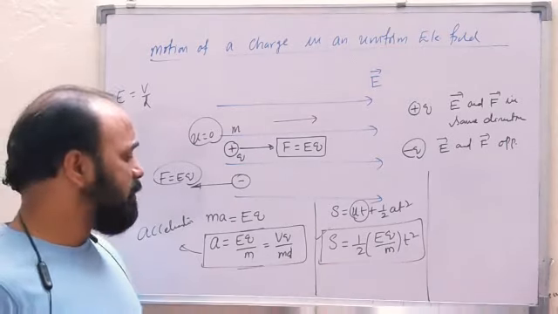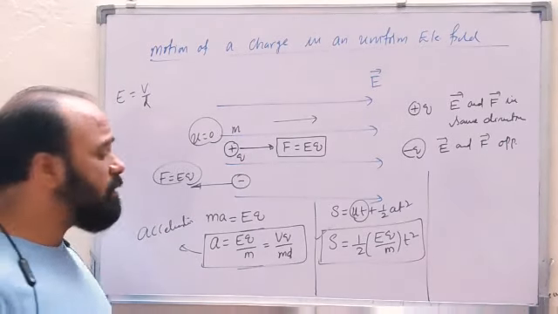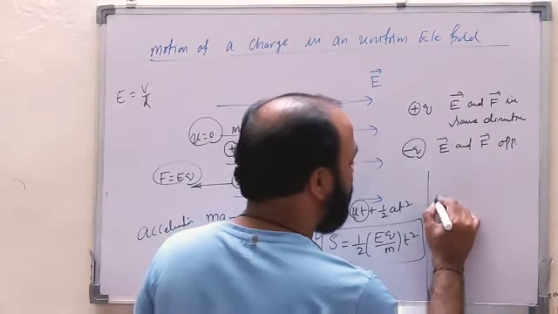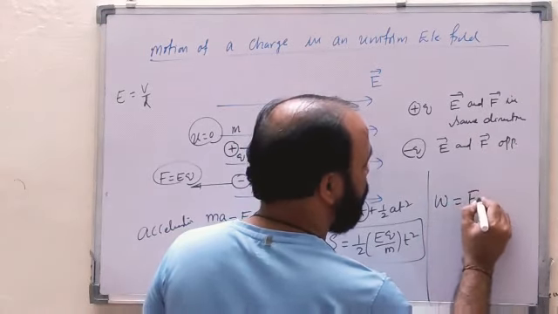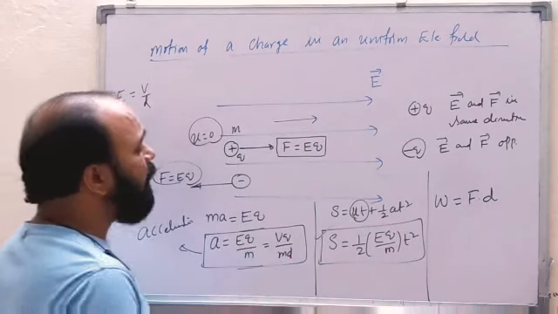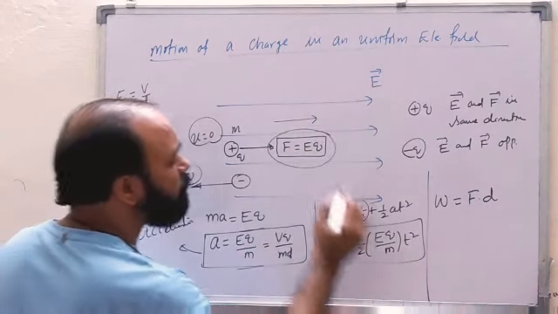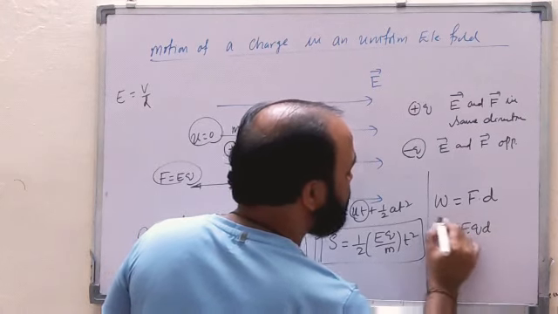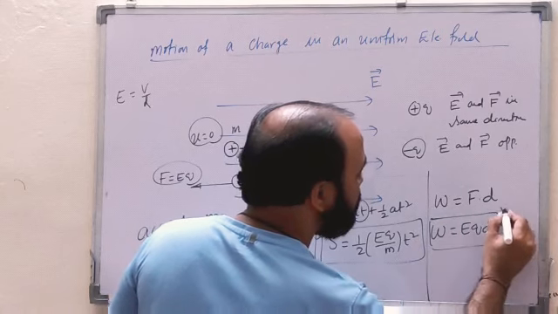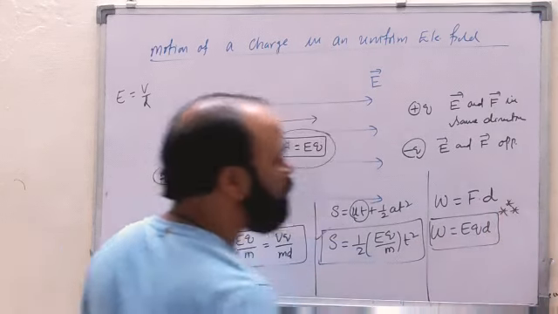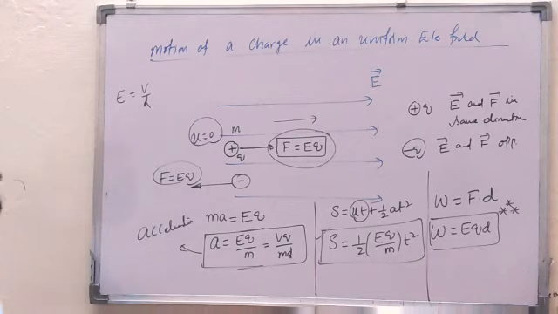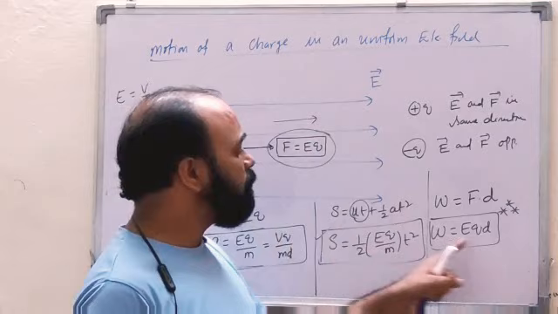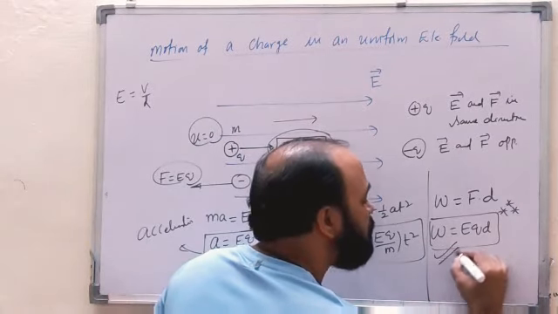If they ask work done, work done is equals to force into displacement. So this is the problem they ask. I gave the formula here: F is equals to EQ. So work done is equals to EQ into d. This is the most repeated question in CET. Work done formula, force into displacement. Force is equals to EQ. Distance is d. This is a repeated question.